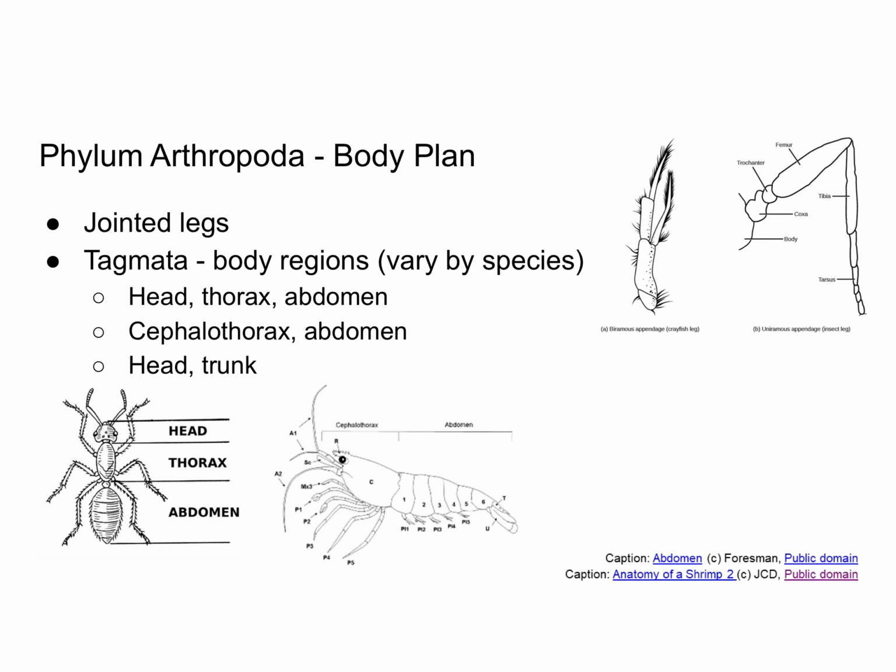A couple of features associated with the animals in phylum Arthropoda is that they have jointed legs, which you can see here. They also have tagmata, or different body regions. And so you can see this is a picture of an ant here. And you can see that it has a head region, a thorax, and an abdomen. This is a lobster here. And it has a cephalothorax and an abdomen. And then some have just a head and a trunk.